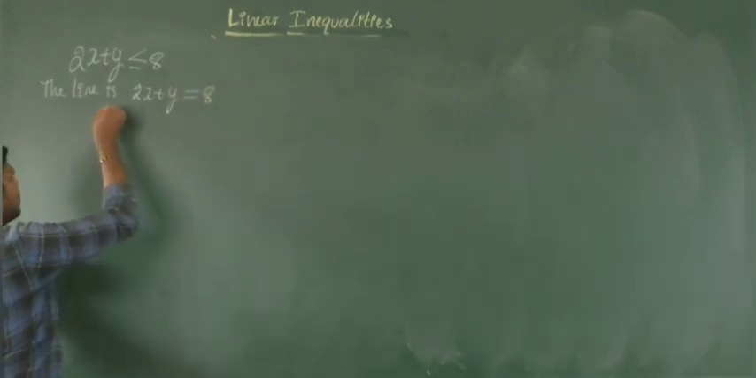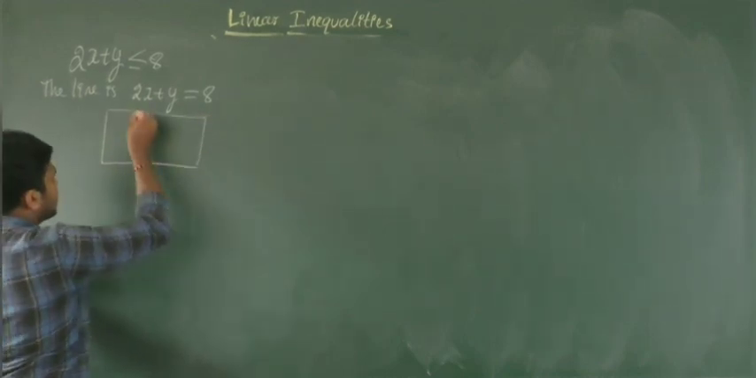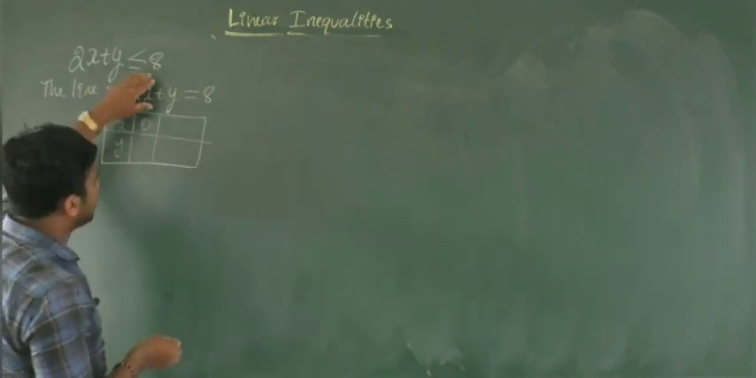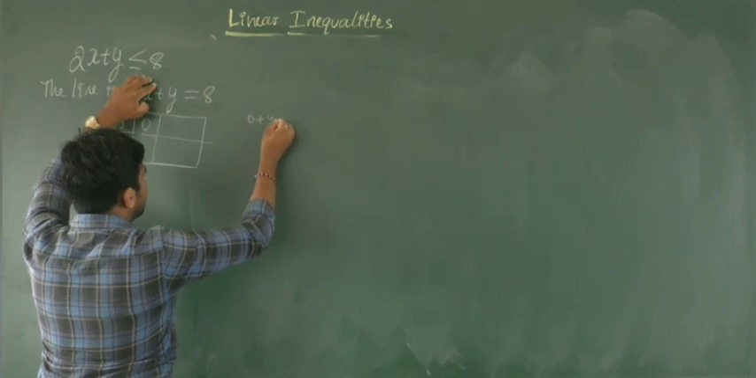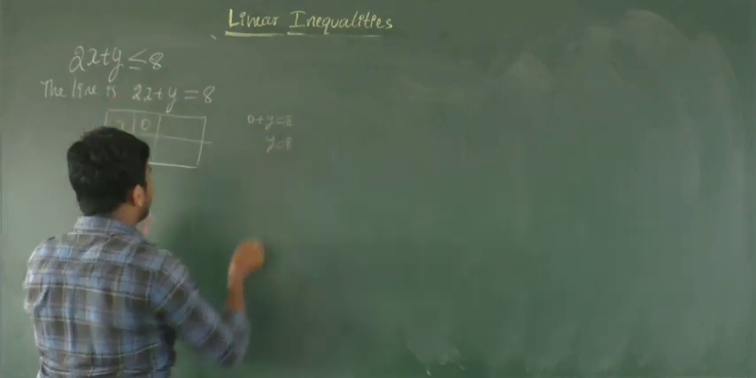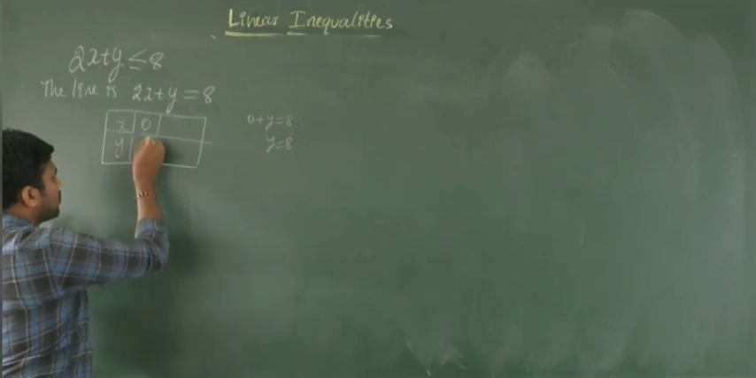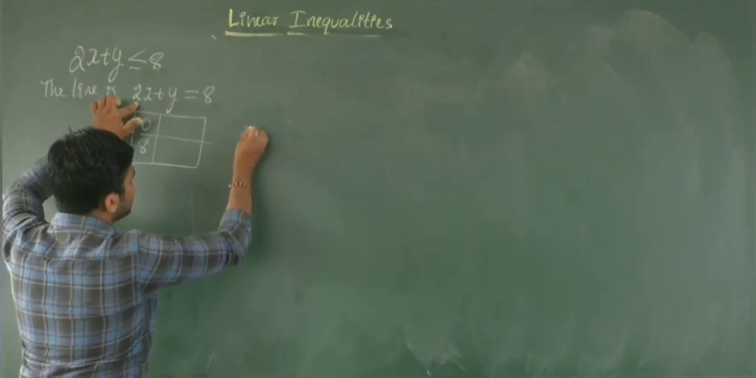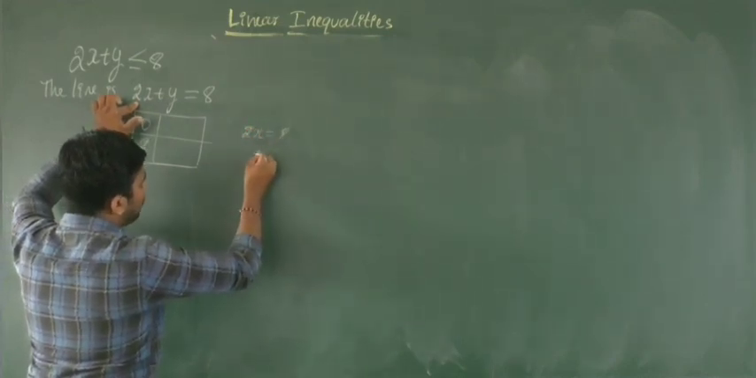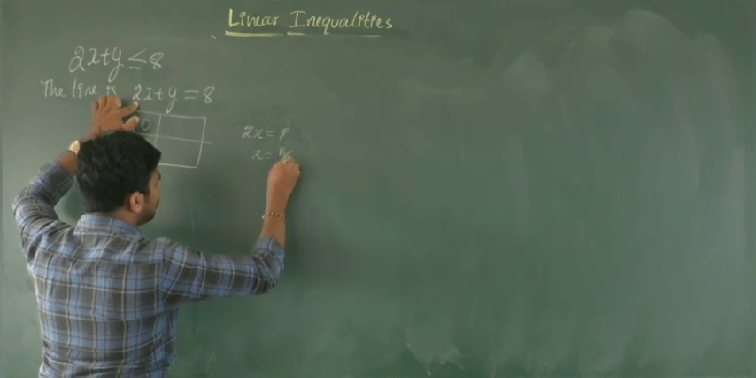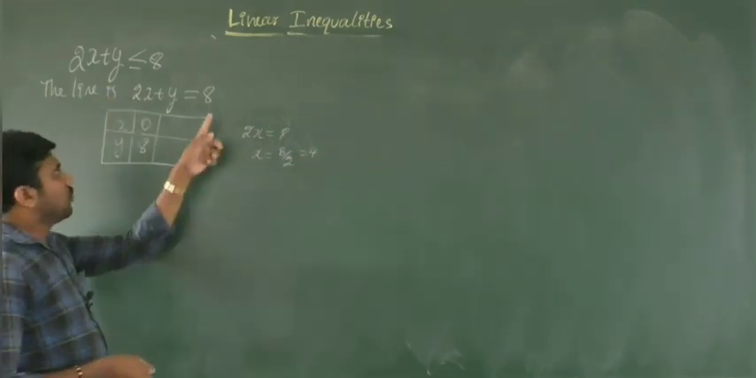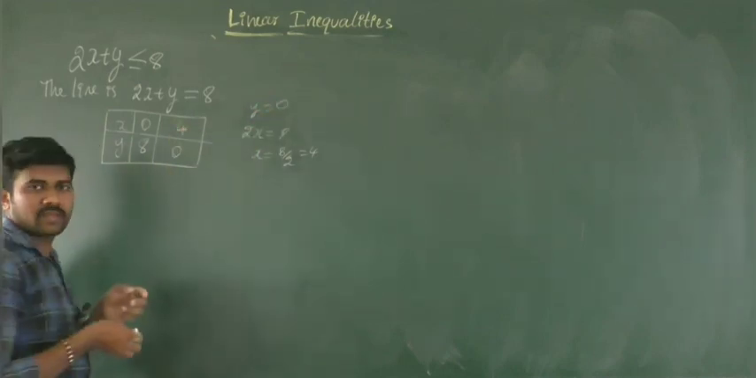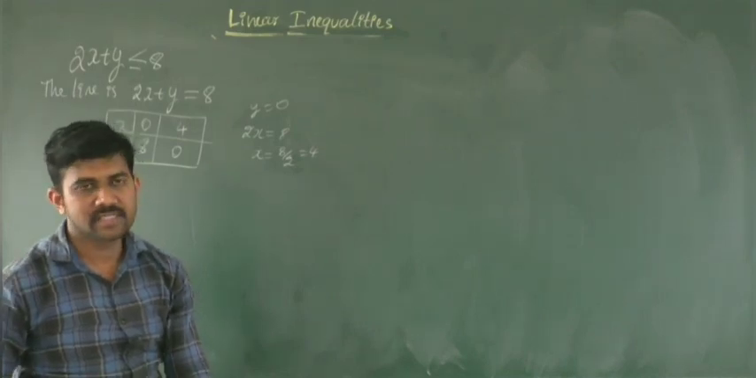After that, okay, directly you can write like this, x and y value. When x is equal to 0, what will we get? 0 plus y is equal to 8. Y is equal to 8. When x is equal to 0, y is equal to 8 you got. Similarly, when y is equal to 0, we'll get 2x is equal to 8, or x is equal to 8 by 2, that is nothing but 4. So when y is equal to 0, you got x is equal to 4.